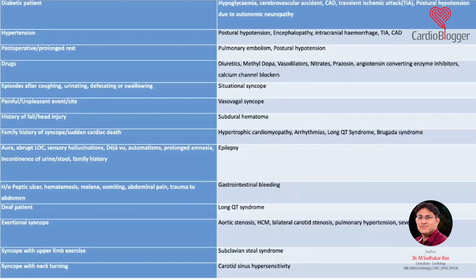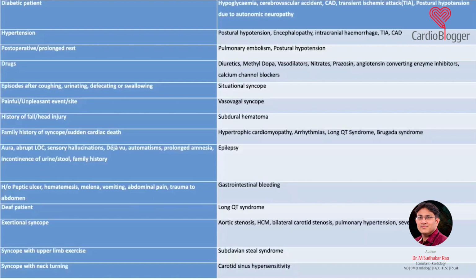It can be methyldopa, ACE inhibitors, hydralazine, prazosin, where we know the first dose effect. Even ACE inhibitors have a first dose effect and can cause postural hypotension. Syncope after an episode of coughing or urinating is known as situational syncope, or if people see blood or an unpleasant sight, they may have vasovagal syncope. If a patient gives a history of a fall or a head injury, it may be due to a subdural hematoma.